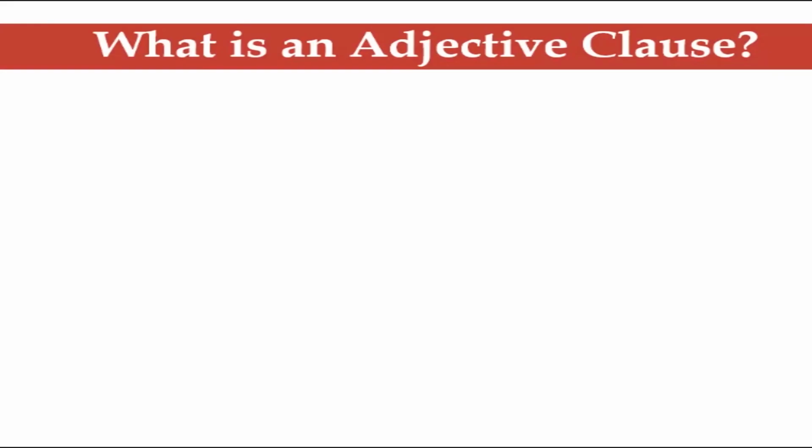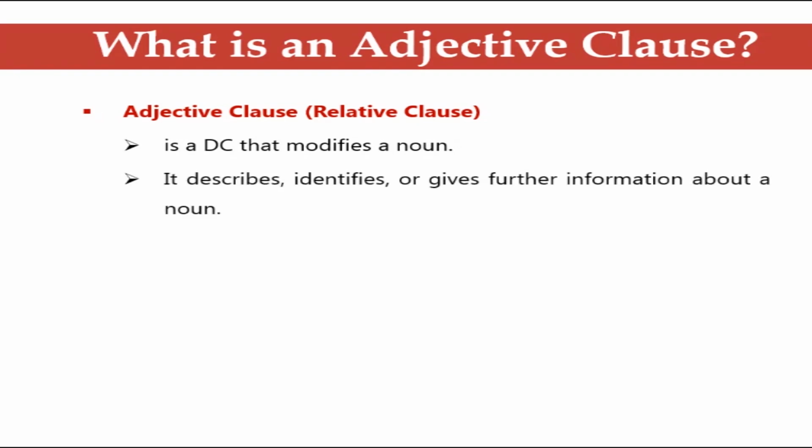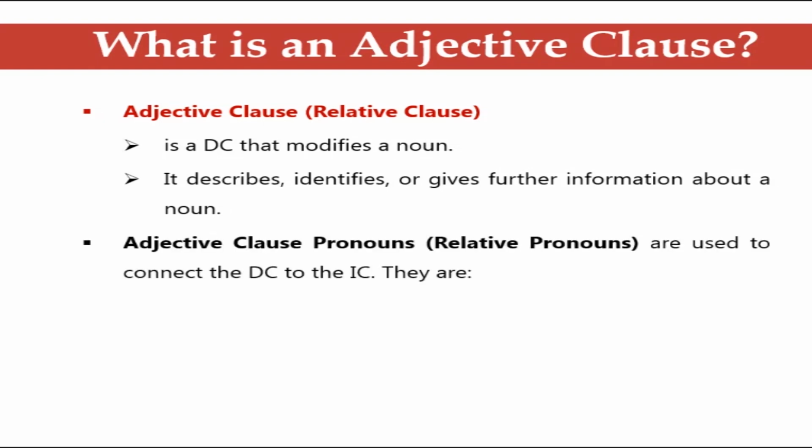So what is an adjective clause? Adjective clause or relative clause is a DC or dependent clause that modifies a noun. It describes, identifies or gives further information about a noun. So here are the relative clause pronouns or adjective clause pronouns that I use to connect the DC to the IC. And they are who, whom, which, that, and whose.